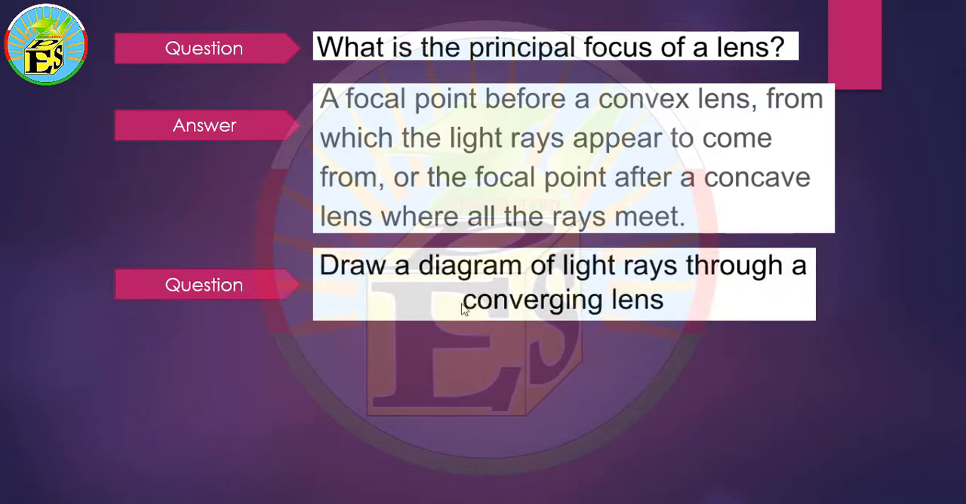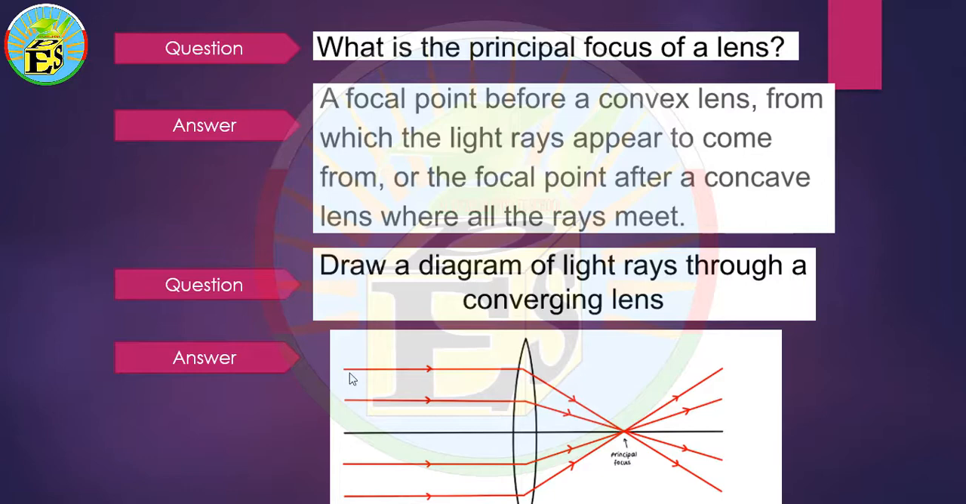Next question: draw a diagram of light rays through a converging lens. Yes, this incident ray will meet at a point. This is the focal point, or principal focus, of this lens.